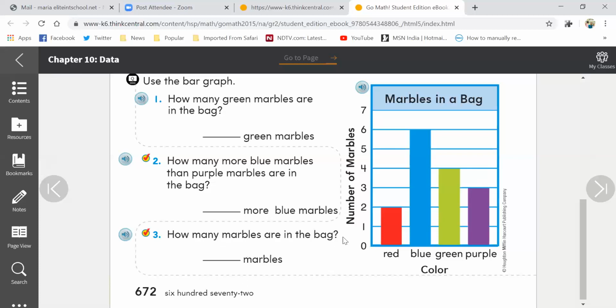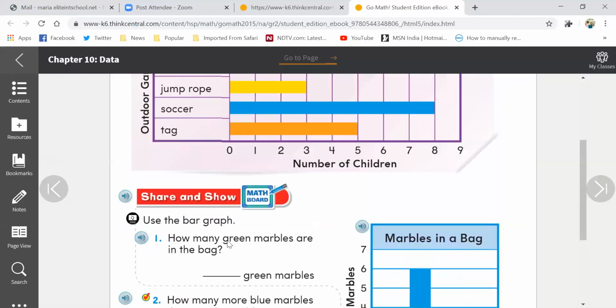How many marbles are in the bag? This is easy peasy lemon squeezy. All you need to do is add 2 plus 6 plus 4 plus 3. Okay, so again, I will tell you a quick and easy way to add this. Always remember to make a 10 if you can. So 6 plus 4 will give you 10. Very good. 10 plus 3 will give you 13. 13 plus 2 will give you 15. That's how you do quick math.